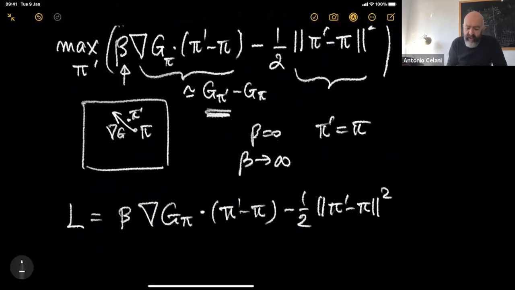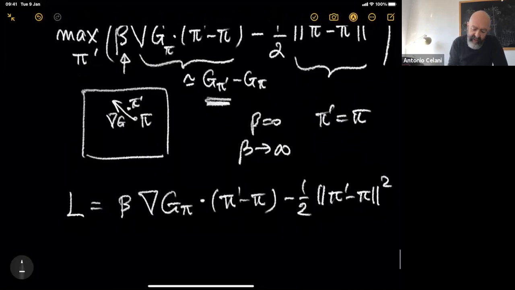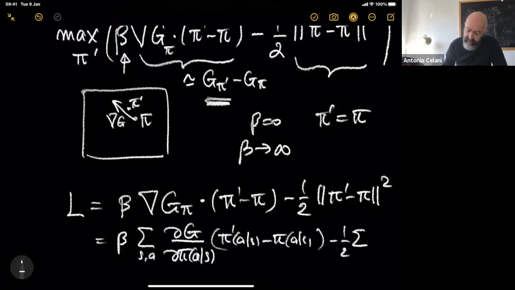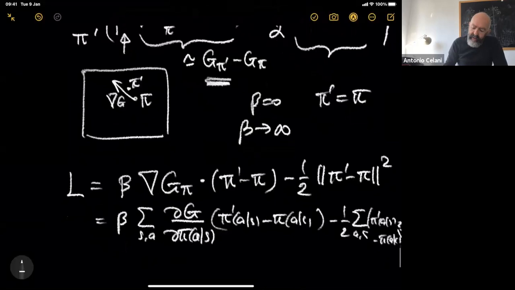So this dot product and this norm is just a sum over all possible A and S. Explicitly, I can write this down if you find it clearer: dg d pi(S) times pi prime minus pi, in our case. But of course, this is valid for much larger cases. This is one possibility, there are many of those. So this is pi prime minus pi, everything squared.